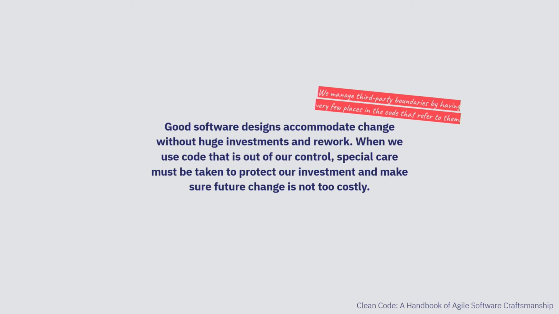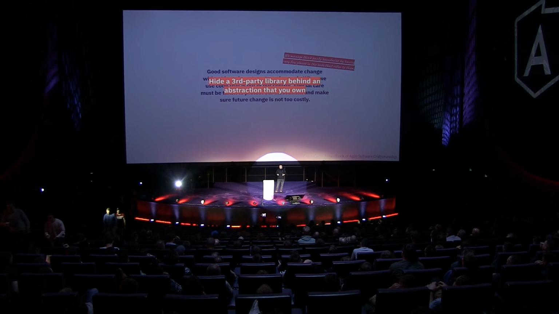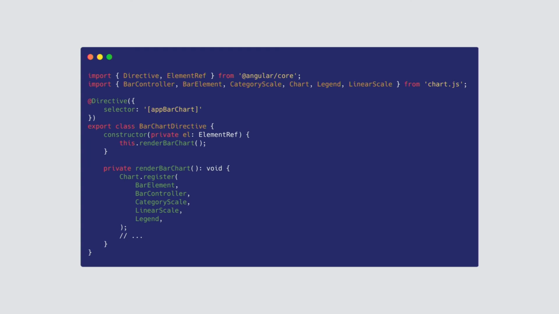From clean code, we know that we should manage third-party boundaries by having very few places in the code that refer to them. Just to protect our investment and make sure future changes won't be too expensive. So in other words, we should hide a third-party library, or at least the common one, behind an abstraction that we own. Let's do that then.